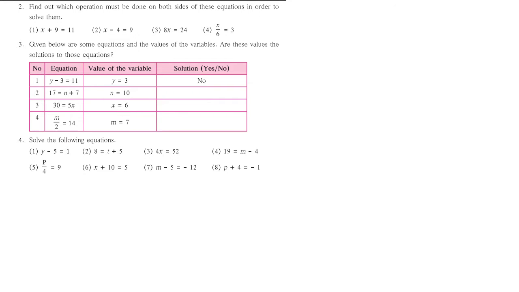So question number 2: find out which operations must be done on both sides of these equations in order to solve them. You have to solve the equation and find the value of the variable. The variable here is x. Okay, so the first equation is x plus 9 is equal to 11.